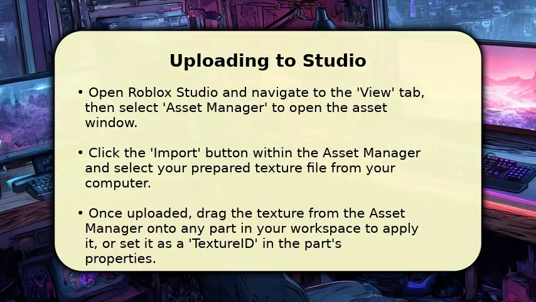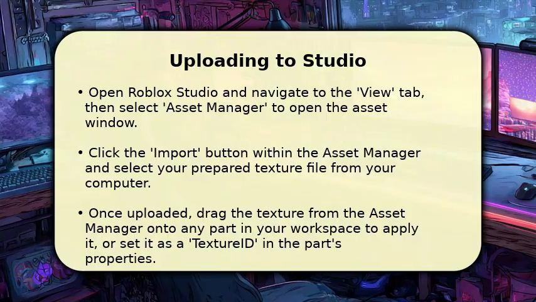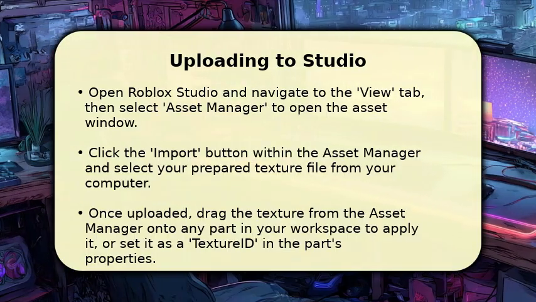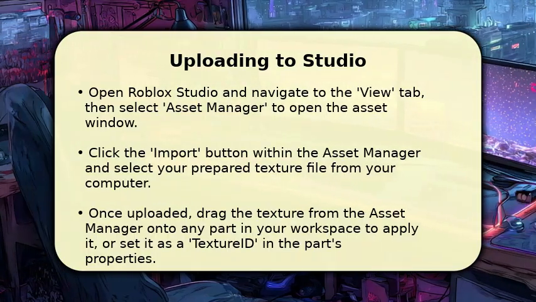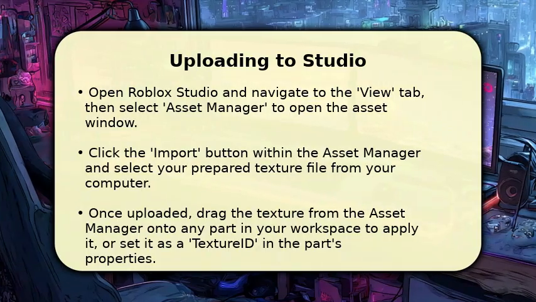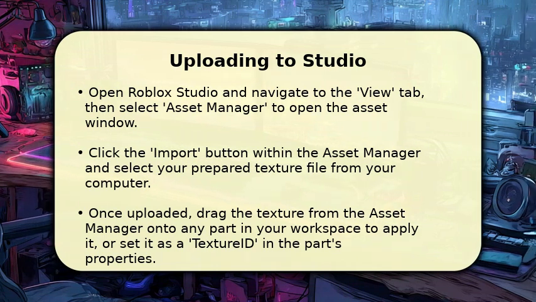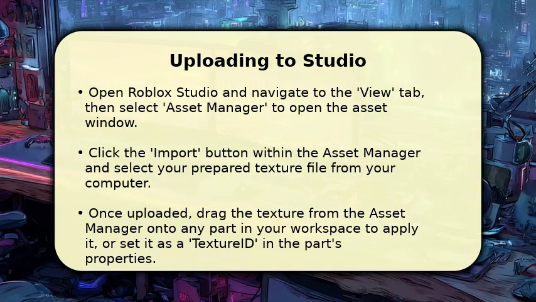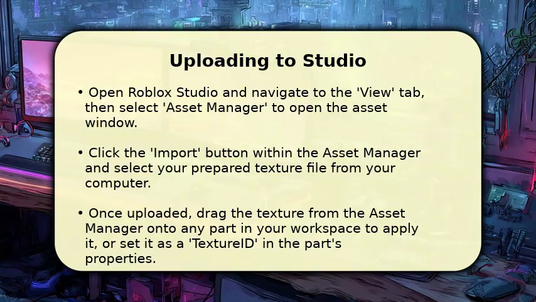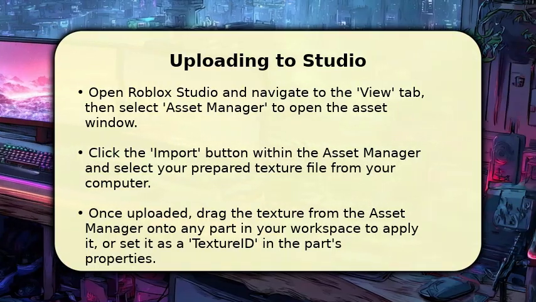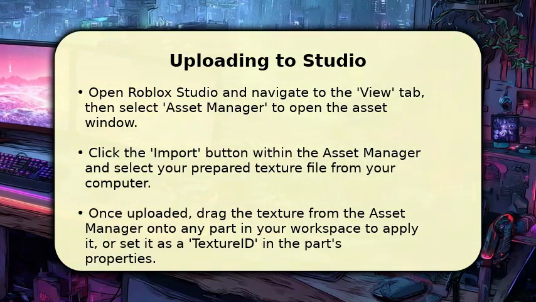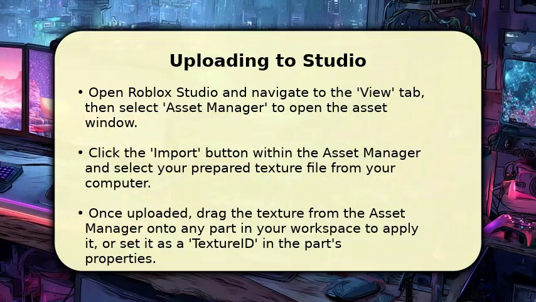First, open Studio and head to the View tab, then click Asset Manager to bring up the asset window. From there, simply click the Import button and select your prepared texture file from your computer. Once uploaded, you can easily drag and drop the texture directly onto any part in your workspace to apply it, or manually set its texture ID property. It's a straightforward process to bring your visual creations to life.